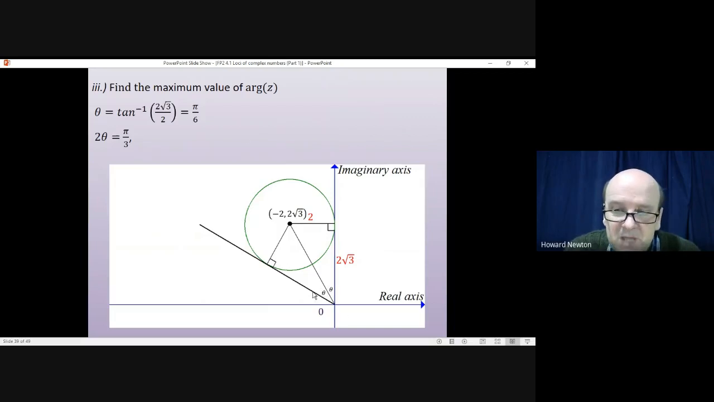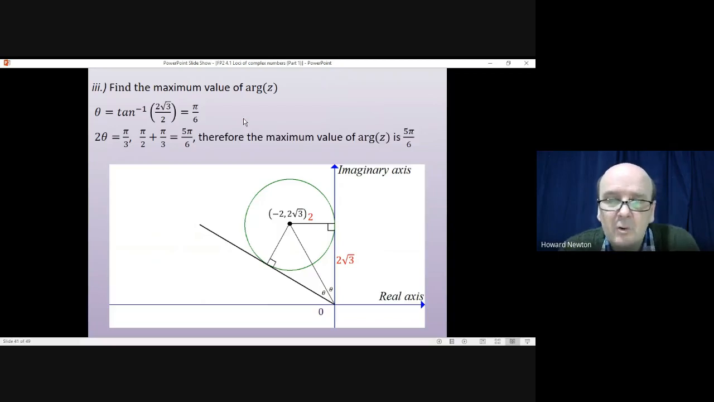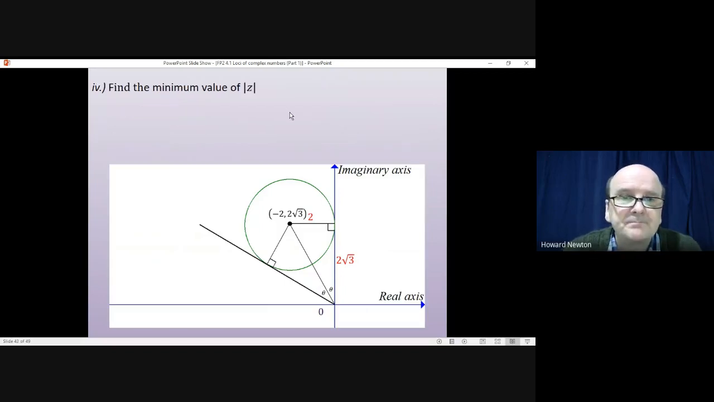The argument of z is made up of those 2 thetas plus the 90 degrees. So we also need to add to that pi by 2 radians, and that gives us a total of 5 pi by 6 radians. So therefore, the maximum value of the argument of z will be 5 pi by 6, which is that total angle going from the positive real axis anti-clockwise.